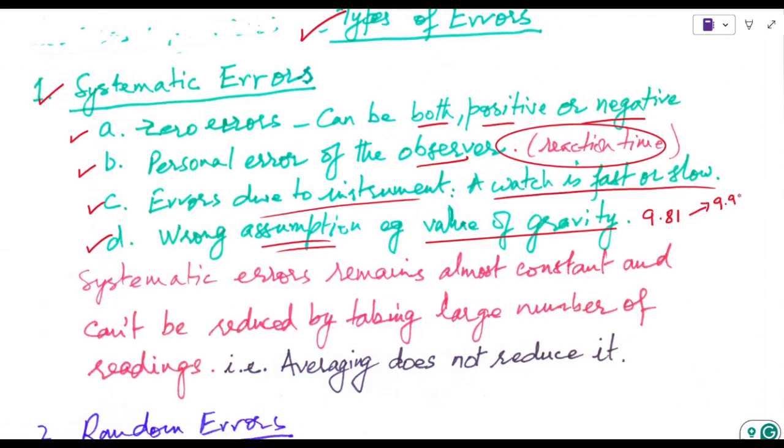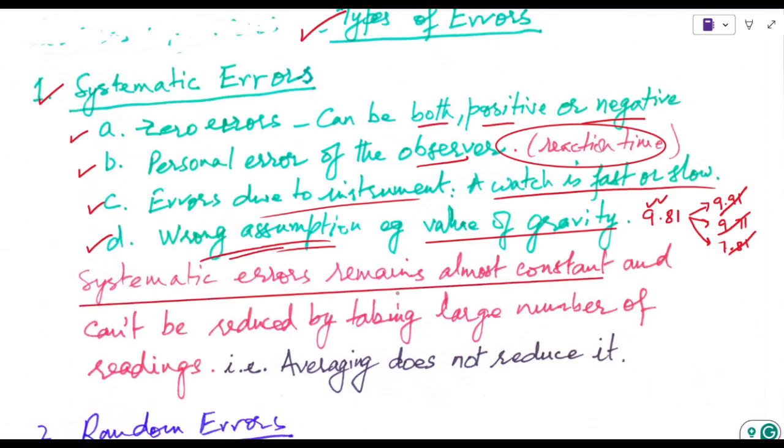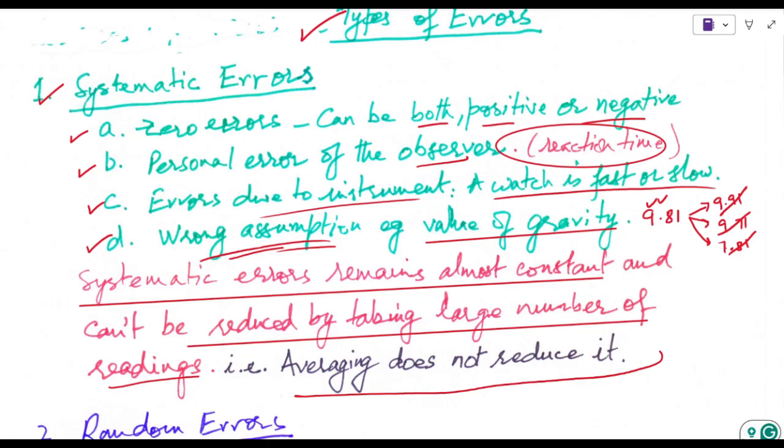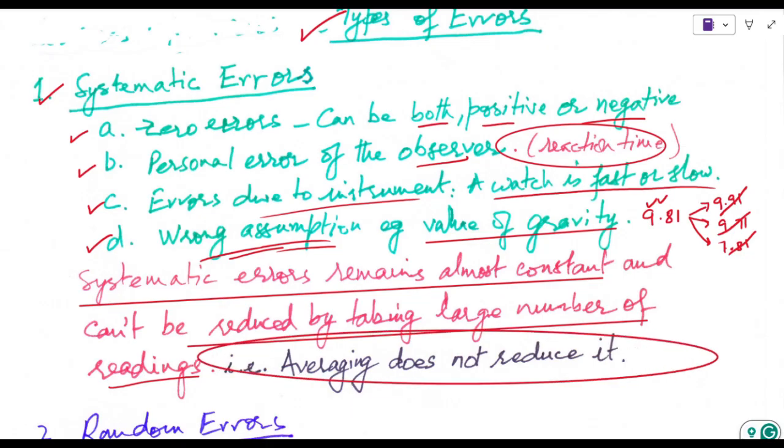9.91 or 9.71 or 7.81, then the error has occurred and that error is due to wrong assumption. Systematic error remains almost constant and can't be reduced by taking a large number of readings. That is, averaging does not reduce the systematic errors.